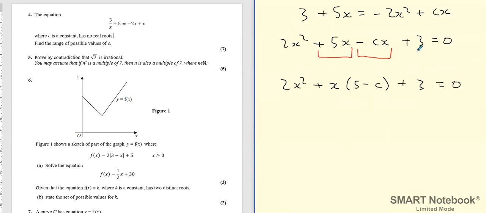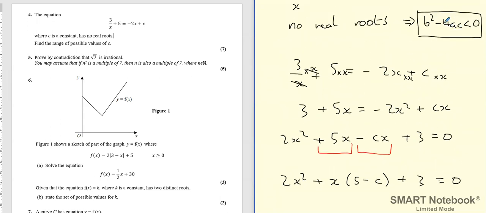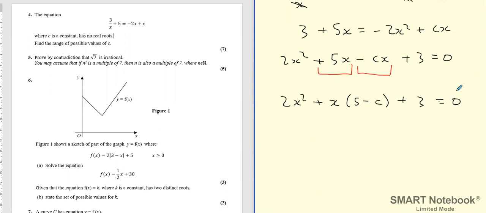Now, don't forget, we started off with our trigger being b squared minus 4ac should be less than 0. Now that we've got it in this quadratic form, we can identify a as being 2, b as being 5 minus c, and c being equal to 3. Let's not get this c here confused with the coefficient of the general quadratic. They are entirely separate. In fact, that should have been called k in the exam to avoid confusion.